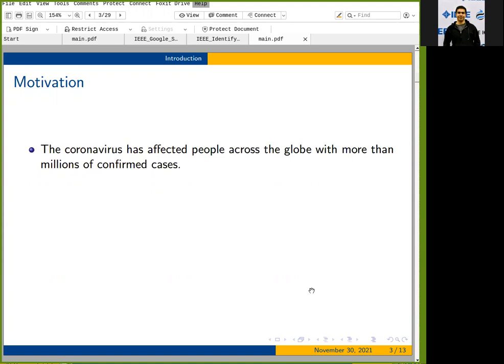So this paper is on coronavirus. And as you know, coronavirus has affected people across the globe with more than millions of confirmed cases. It started in 2019 and still affected us up to now after 2 years.